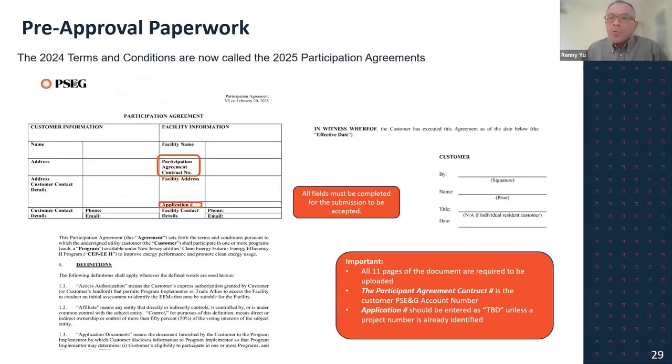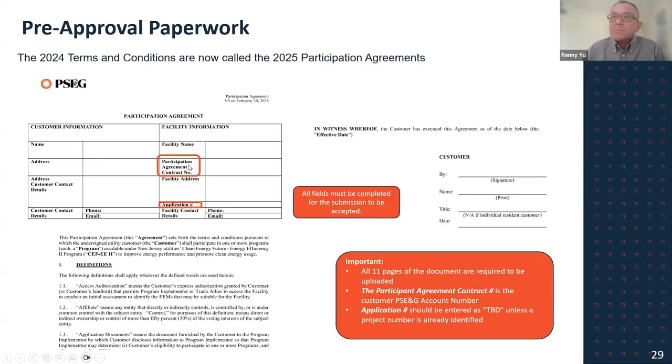And the forms that require signatures are embedded within separate tabs of the workbook and should be saved as a PDF to allow for wet or digitally certified signatures. So on this paperwork, I like to point out this is the new participation agreement, as many of you are familiar with. All fields must be completed for submission to be accepted.